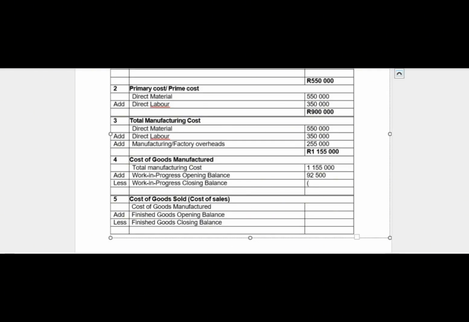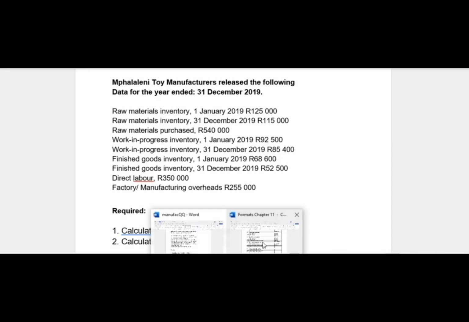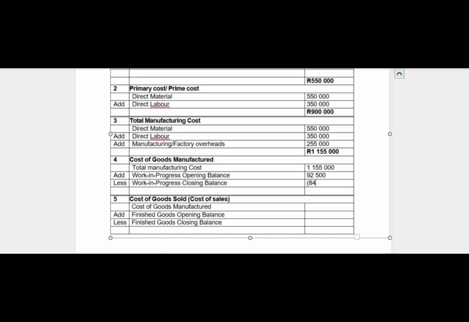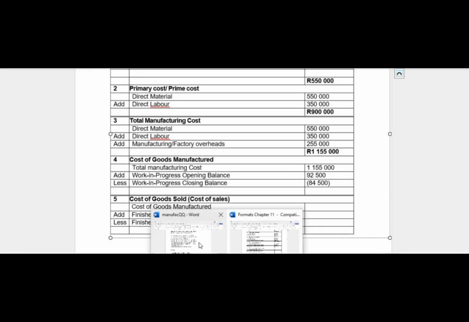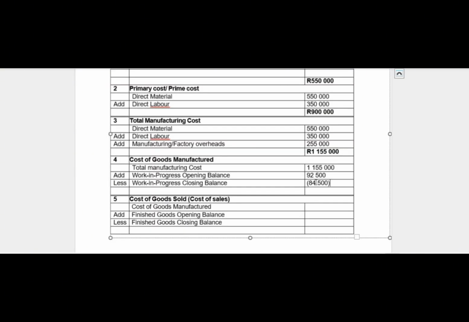work in progress closing balance or work in progress at the end. So work in progress at the end is the one in December, which is 85,400. We less that one, right? So let's go there. It's how much? 85,400, sorry, 85,400. That is the format we follow.